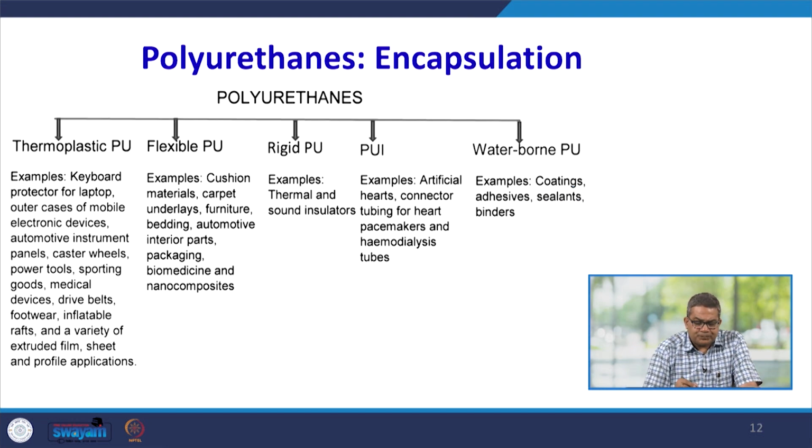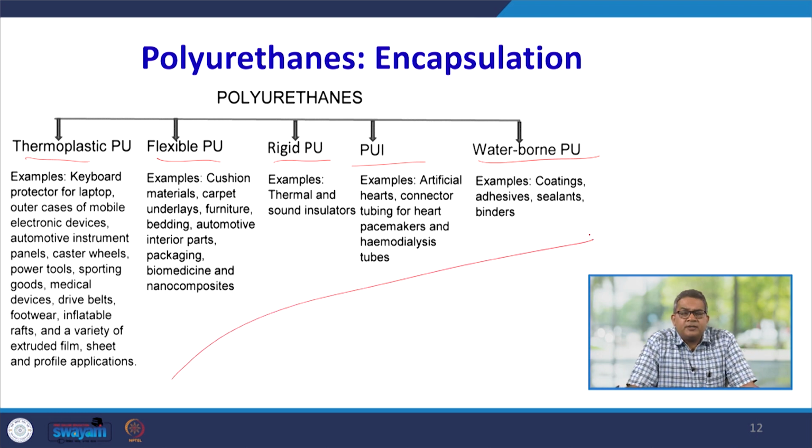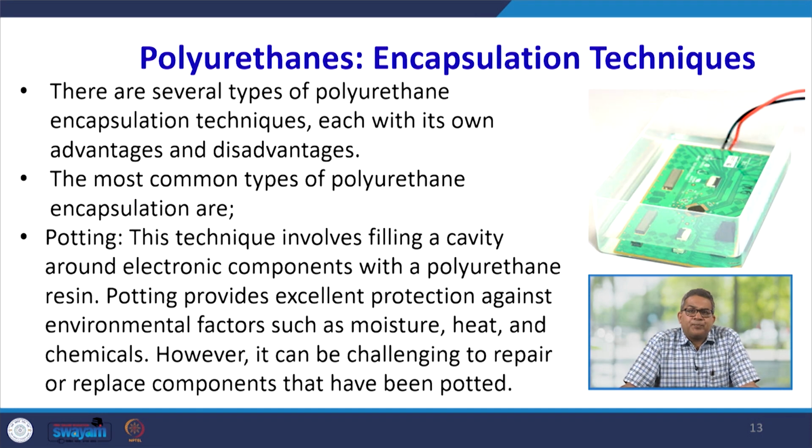Now here you can see different types of polyurethanes, like thermoplastic, flexible polyurethane, rigid polyurethane, then polyurethane isocyanate, then water-borne polyurethane. For example, a thermoplastic keyboard protector for the laptop, the outer case of the mobile. You can see that all these find a wide application in our day-to-day life. In flexible polyurethane, you can find cushion material, carpet, furniture, bedding, all those things. And rigid polyurethane is a thermal and sound insulator. So you see all these products find wide application in our day-to-day affairs.